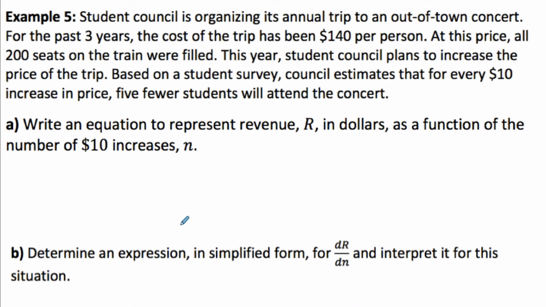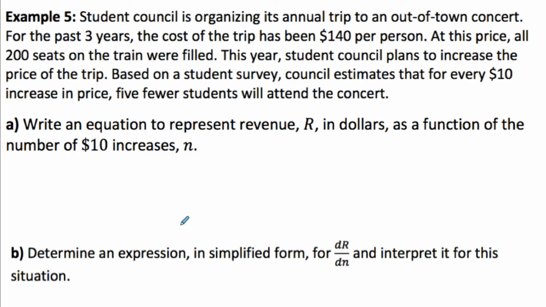Last example, example 5. Student Council is organizing its annual trip to an out-of-town concert. For the past 3 years, the cost of the trip has been $140 per person. At this price, all 200 seats on the train were filled. This year, Student Council plans to increase the price of the trip. Based on a student survey, Council estimates that for every $10 increase in price, 5 fewer students will attend the concert. So this is a classic type of optimization problem.